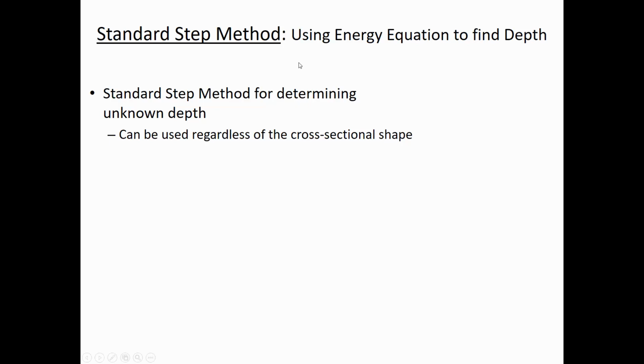So this method is used to determine an unknown depth at some location that we're interested in. And the nice thing about the standard step method, in contrast to other approaches that are out there, is that it allows for the cross-sectional shape to change. Some channels are very simple and prismatic, which means that at one location and another location downstream, maybe they have the same top width, maybe they have the same bottom width, and it's pretty easy to do calculations relating to water surface profiles when the channel isn't changing its dimensions.